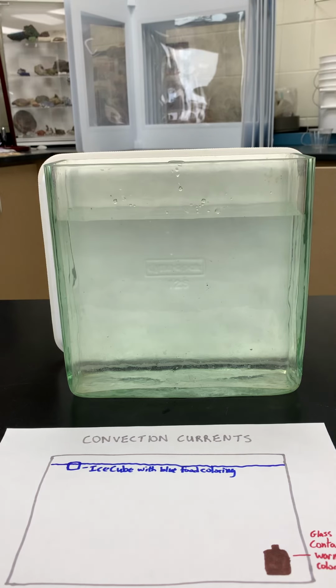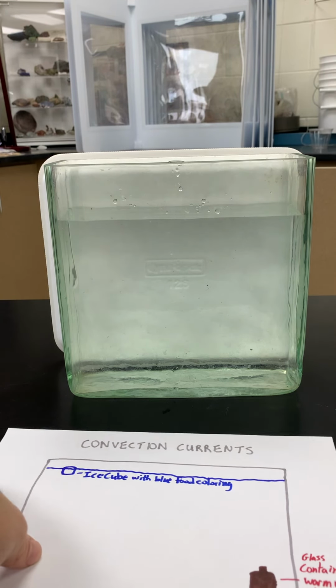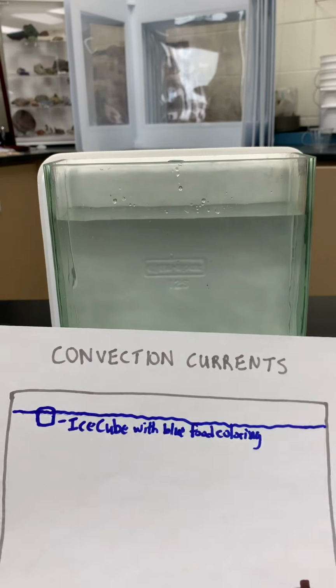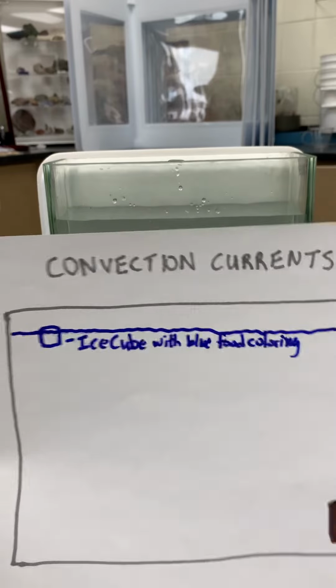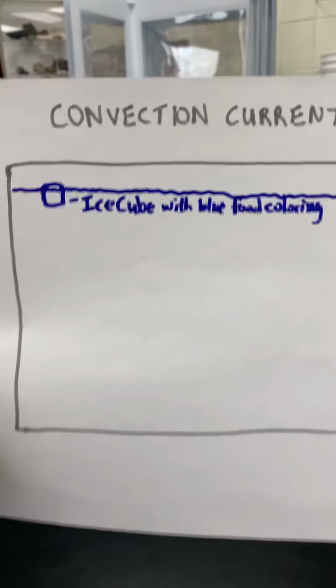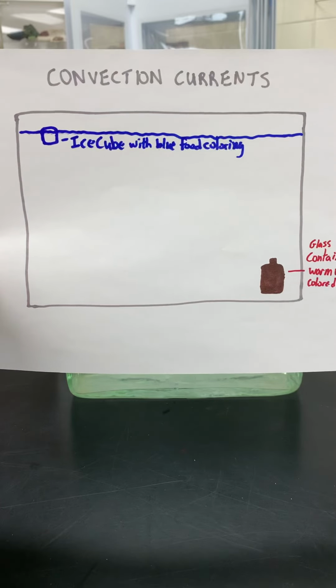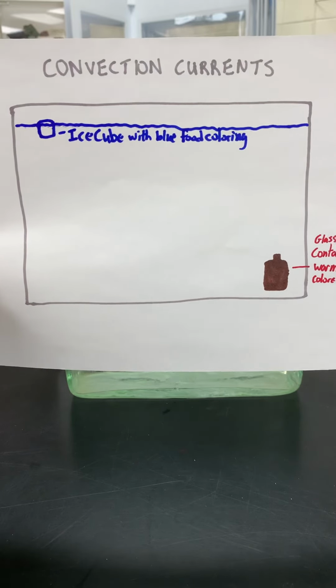So the first thing you need to do today is draw yourself a picture so you're going to be able to actually see what happens, and you're going to add it to your paper. So here's what you're going to do, okay? I'm going to be putting an ice cube, you see that in the left corner, that I have colored with food coloring. I'm going to show you that right now.